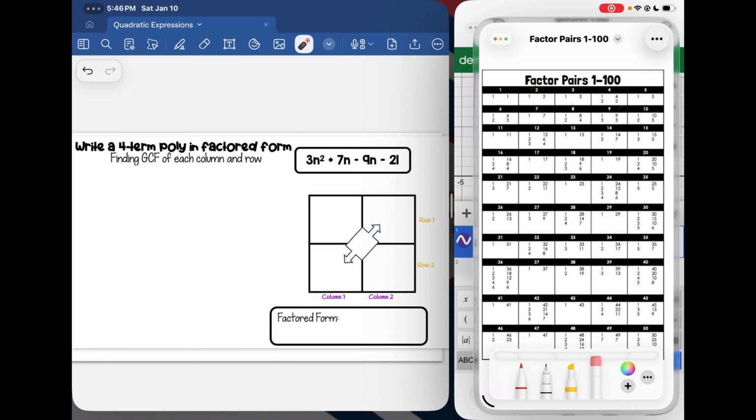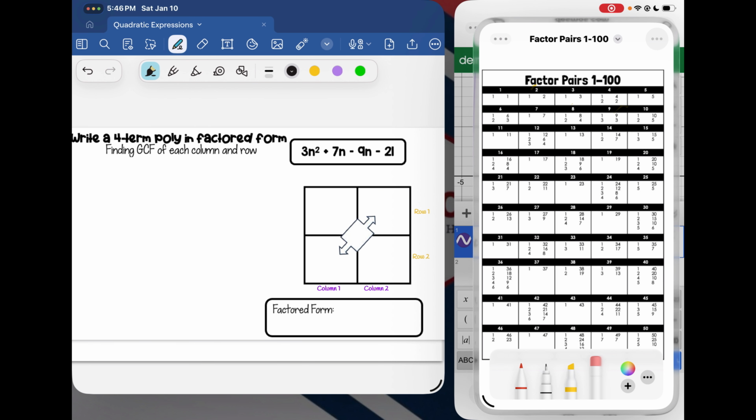All right, in our last example, we have 3n squared plus 7n minus 9n minus 21. So, like all the other ones, we're going to write them in our box. 3n squared plus 7n minus 9n minus 21. So, for this box right here, I have n squared, which means what two letters are going to go outside of here? Like you should have said in all the other ones, an n and an n.